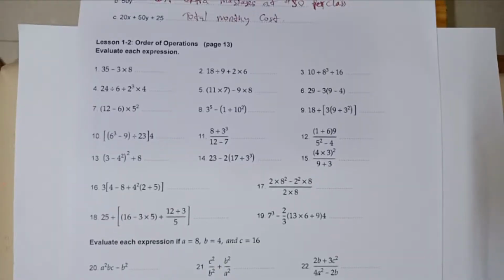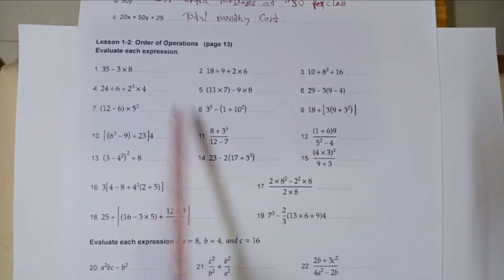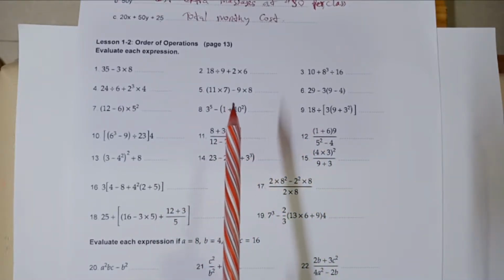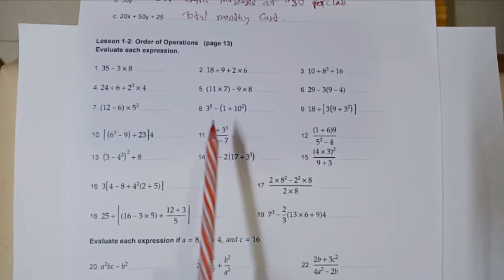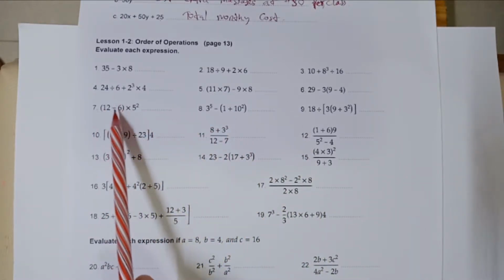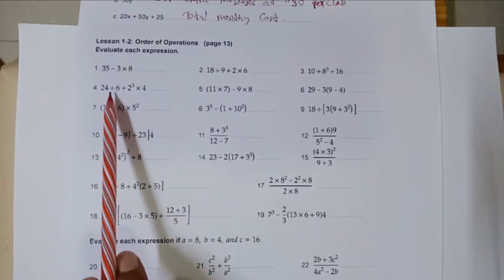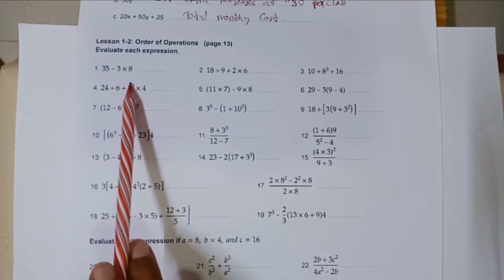Lesson 1-2, order of operations. Evaluate each expression. If you have plus, minus, multiply, and divide within one problem, you have to do the divide or multiply first, and then you do the plus and minus later. But if you have parentheses, work within parentheses first. What if you have divide, multiply, plus, and you have a power? You work on the power first.